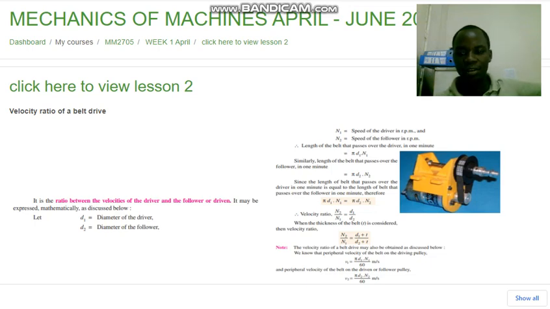Since the length of the belt that passes over the driver in 1 minute is equal to the length of the belt that passes over the follower in 1 minute, therefore pi d1 n1 is equal to pi d2 n2. So the velocity ratio is then expressed as the speed of the driven divided by the speed of the driver, that is n2 over n1, is equal to the diameter of the driver divided by the diameter of the driven, that is d1 over d2.